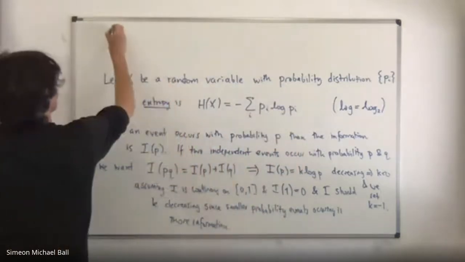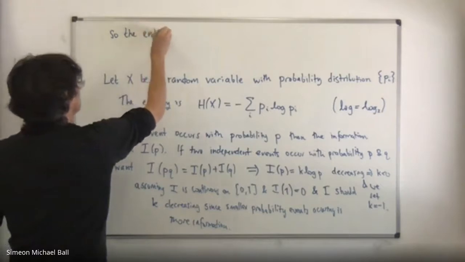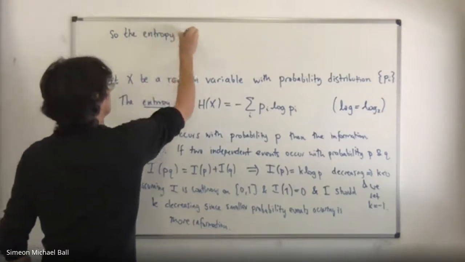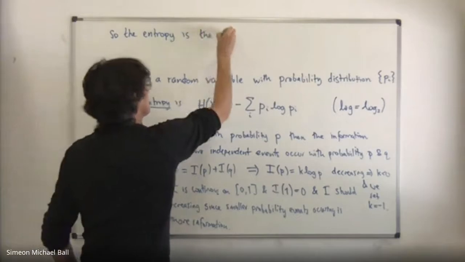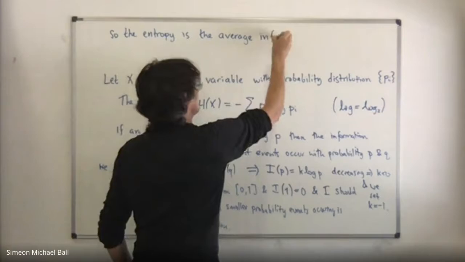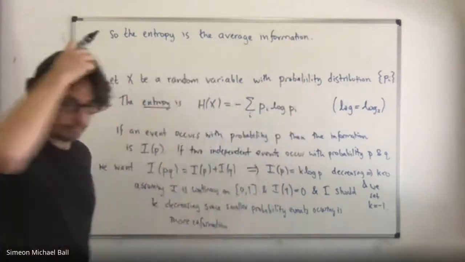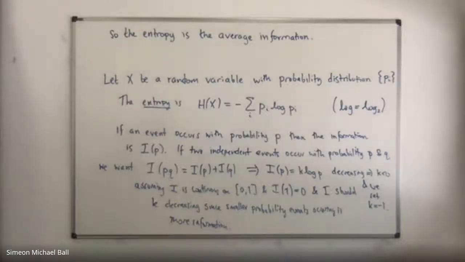So the entropy is the average information.